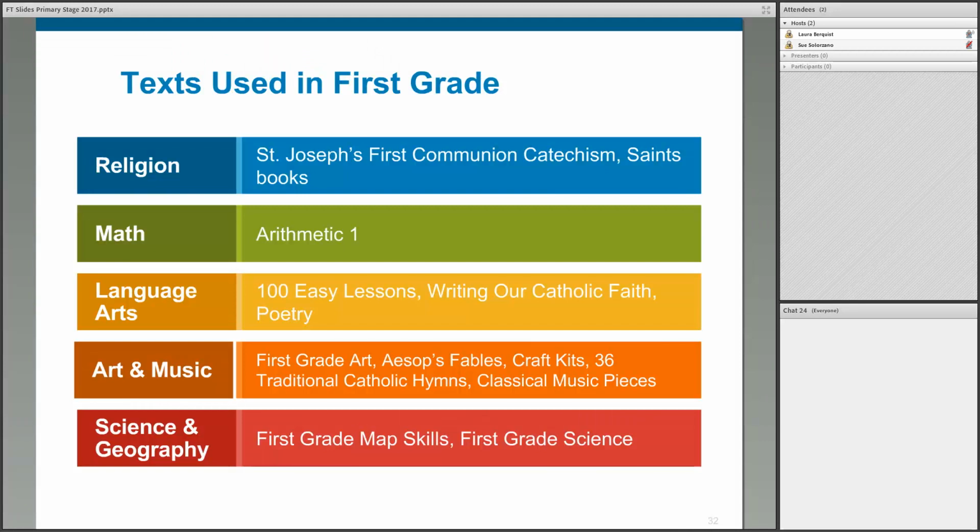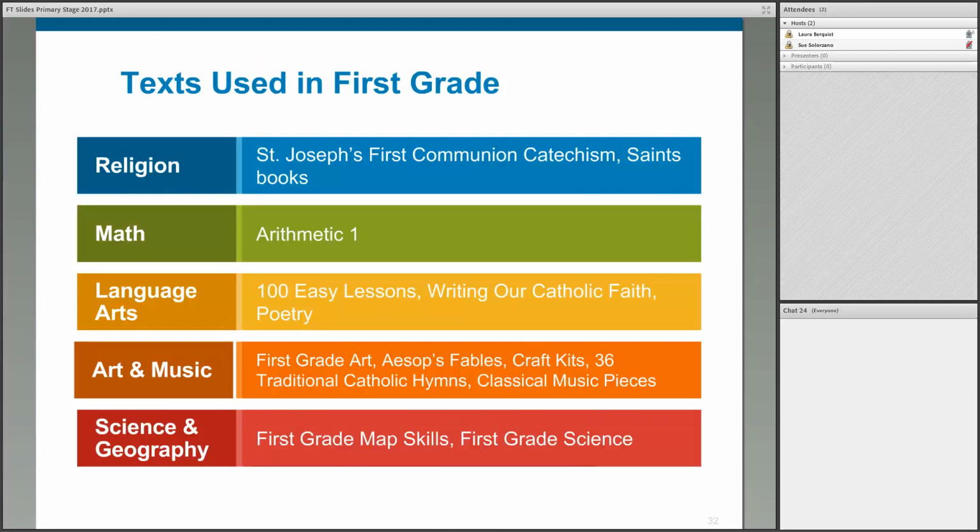In language arts, we're still using 100 Easy Lessons, which I talked about in the kindergarten. We use Writing Our Catholic Faith, which is lovely, and I talked about poetry. Let's see, we talked first grade art. We have this beautiful book, beautiful images, good questions, really fun to use with the children. We talked about Aesop's Fables. Say the same thing about craft kits. They're good for the sequencing skills as well as being a lot of fun.